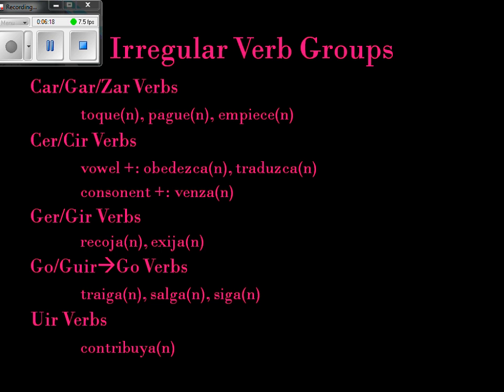There are also many groups of verbs that will have similar irregular forms. Car verbs will change C to QU, such as in toque. Gar adds a U after the G, like in pague, and zar switches Z to C, like in empiece. Cer and cir verbs with a vowel before the ending add a Z before the C, like in obedezca and traduzca. With a consonant before the ending, it transitions Z to C, like in venza. Ger and gir verbs switch G's for J's, for example, in recoja and exija. Go verbs and gir verbs that change to go to make forms like traiga, salga, and siga. Finally, uir verbs change to a Y, forming commands like contribuya.